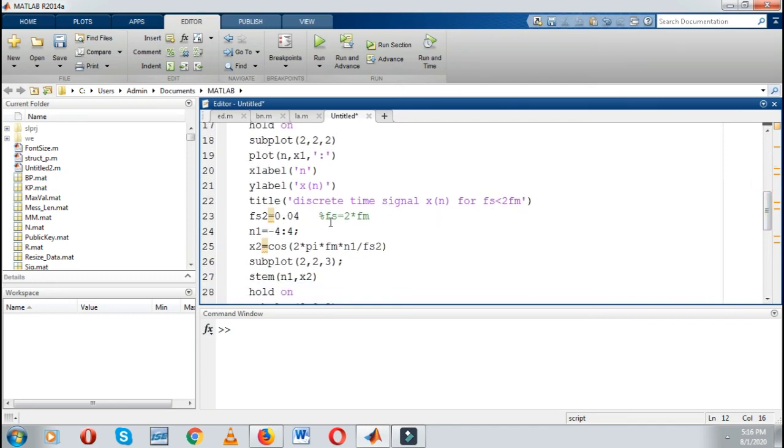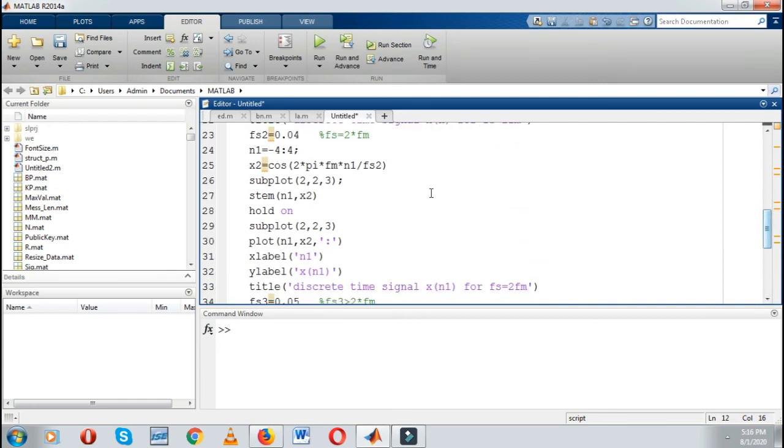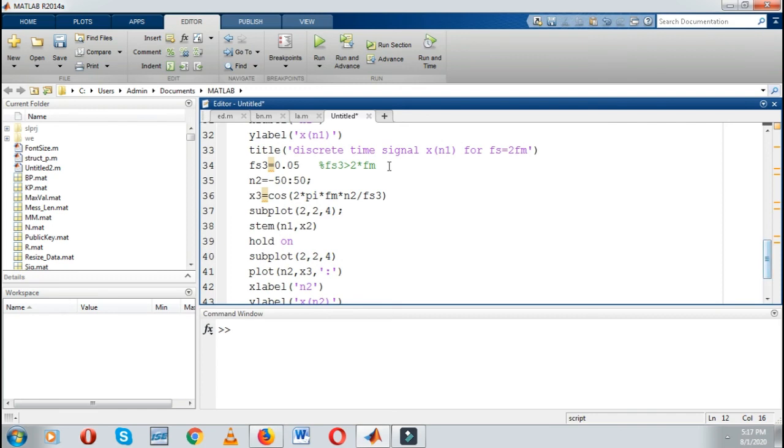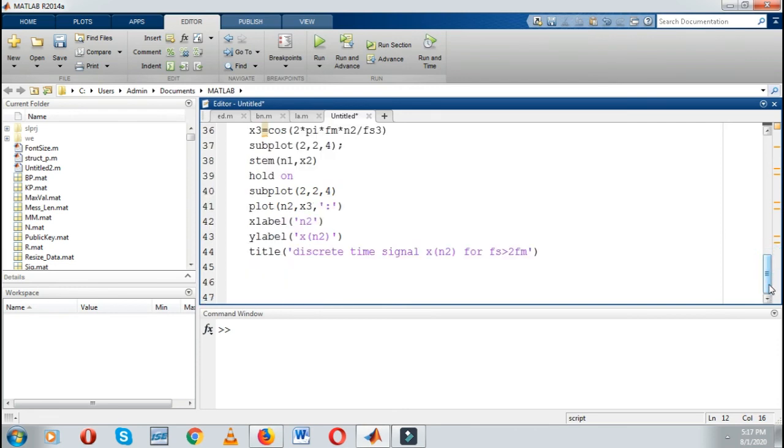Same thing, I have taken fs2. In that case both are the same. Again I have taken the same stem plot in the same subplot. That is the second condition. And the third condition is fs3 of 0.05, which means the sampling frequency is greater than 2 fm. So again here I have taken a 4. Now you can see the actual result in a figure.